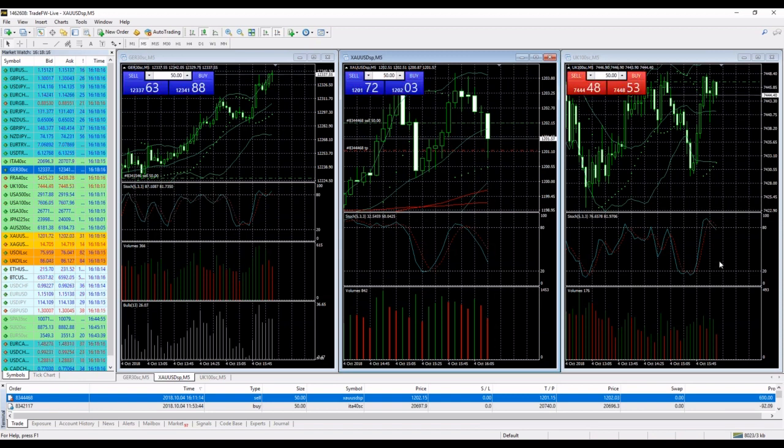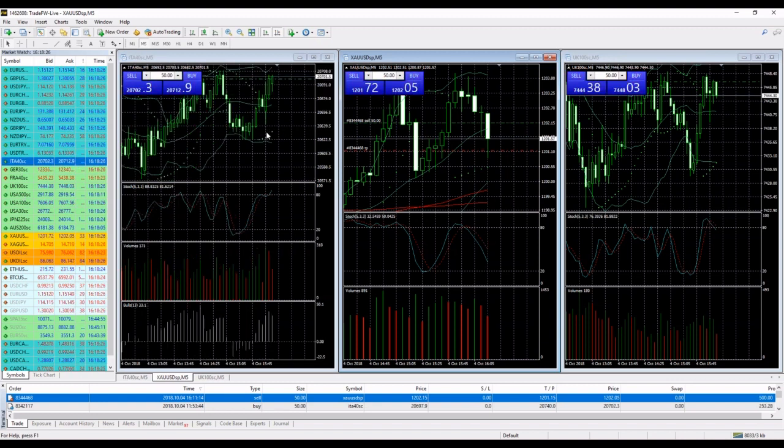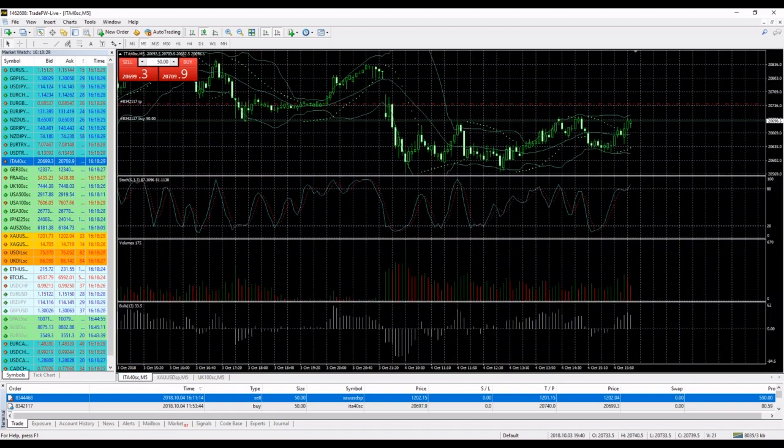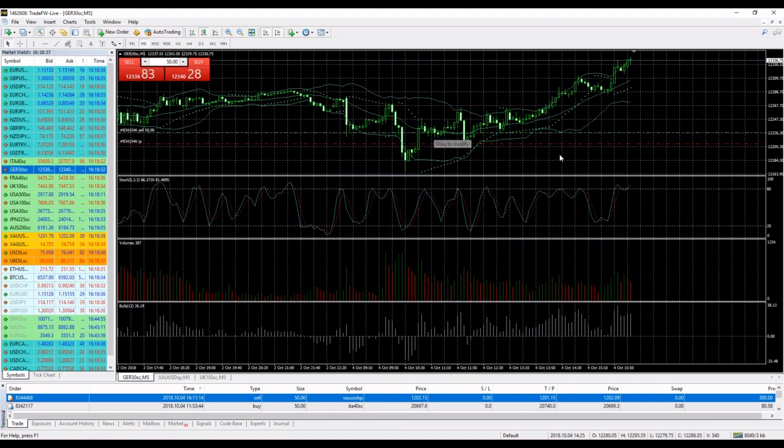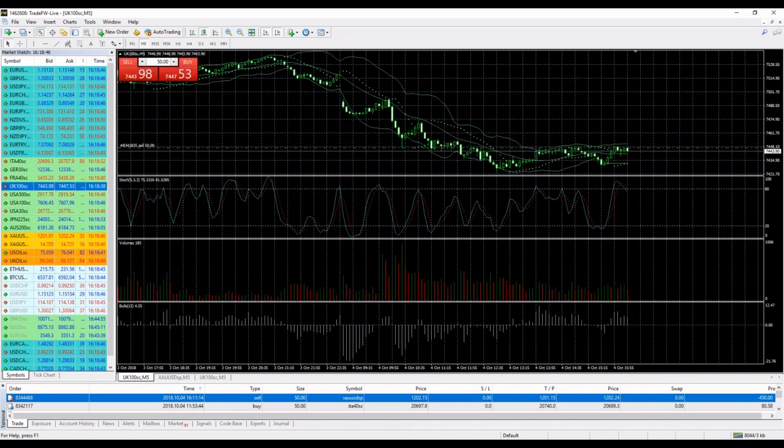So we have also a gold trade which is running right now. We have an Italy 40 trade. Where is our Italy 40 trade? It is here, and we are long on Italy 40, and right now we started to make a bit of money here. On our DAX trade, we still need a bit of time until we can exit it, so we see it.